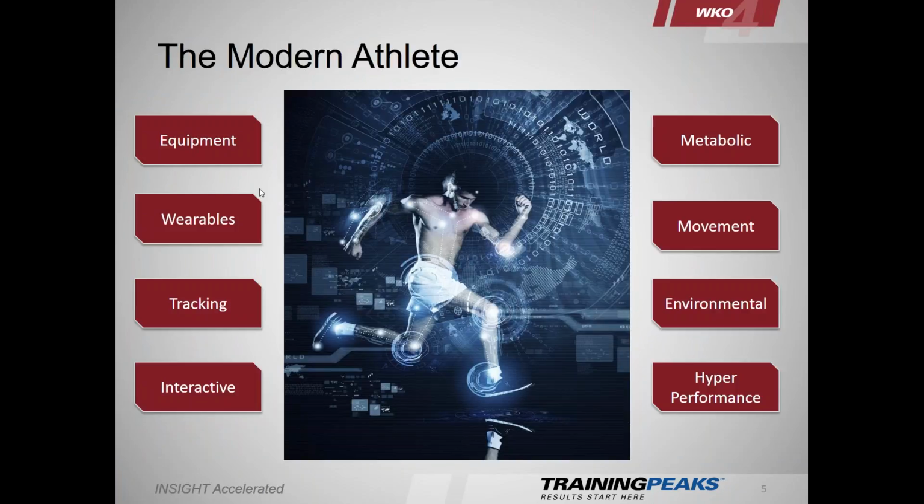What we see in this modern athlete is equipment with measurements: shoes, bikes, wearables, tracking devices, interactive, which is really becoming more and more of a hotbed. Metabolic, movement. I mean, how many devices and systems and functions are out there measuring gait or pedaling stroke, or what we're seeing, all types of new data. Environmental. There's been a new focus or a refocus on environmental data, what's happening in the universe or the area or the environment that the athlete is performing in. And what I call hyper performance data.